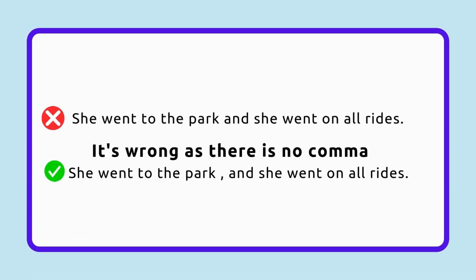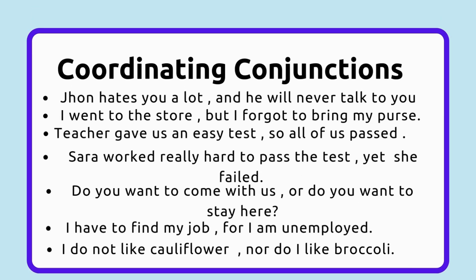For example, she went to the park and she went on all rides. Now we will place a comma because otherwise it is a comma splice. She went to the park, and she went on all rides. Let's discuss the use of these coordinating conjunctions. John hates you a lot, and he will never talk to you. Here the word and is used to show an additional meaning.